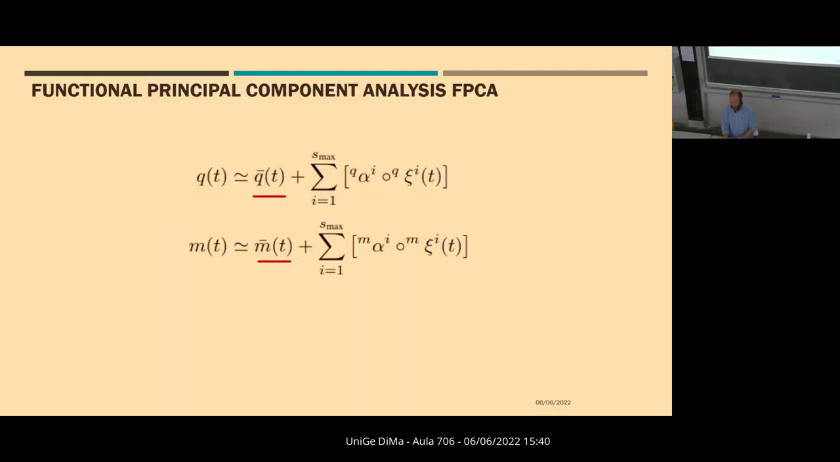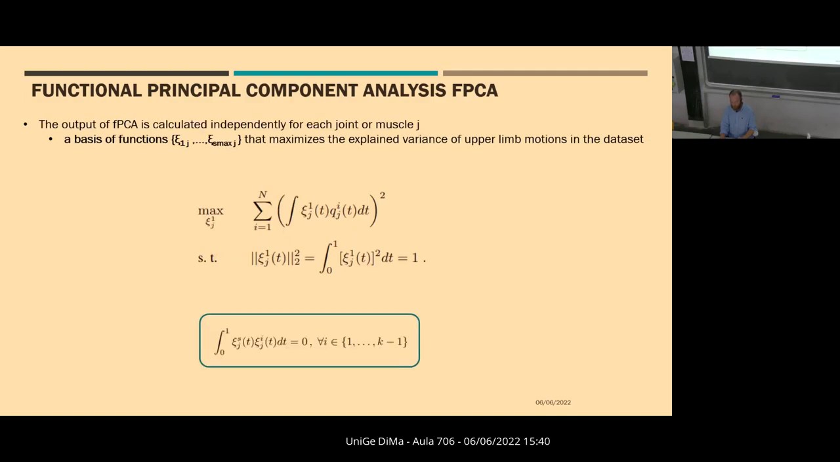And this is what I presented. So a generic signal can be decomposed as a weighted sum of an average trajectory plus a weighted sum of the basis elements of functional principal components.